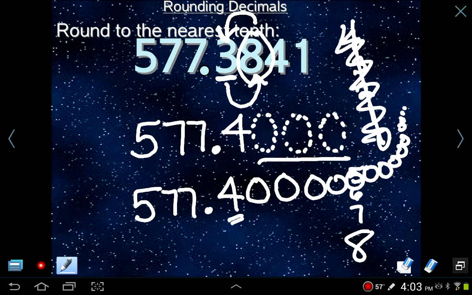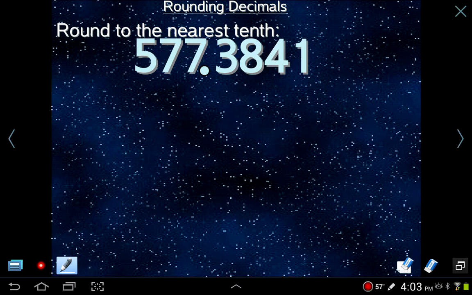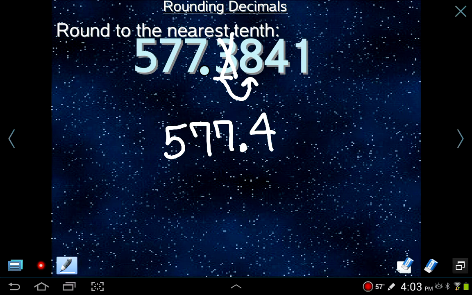Okay? So we just rounded that one to the nearest tenth. To rehash what we just did, we found the number. We looked right next door. It was 5 or more, so we raised the score. So 577 and 4 tenths. What numbers are here, everybody? That is correct. I heard everyone screaming 0. That's right. I can hear you over the interwebs.